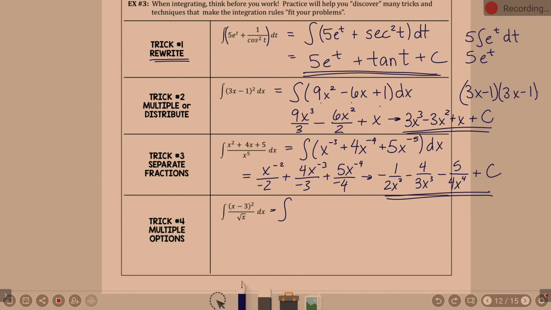Rewrite in terms of looking at the numerator. What do you know about x minus 3 quantity squared? Can that expand to be x squared minus 6x plus 9? What do you know about the square root of x? It's x to the 1/2. So we use the multiply or distribute option.